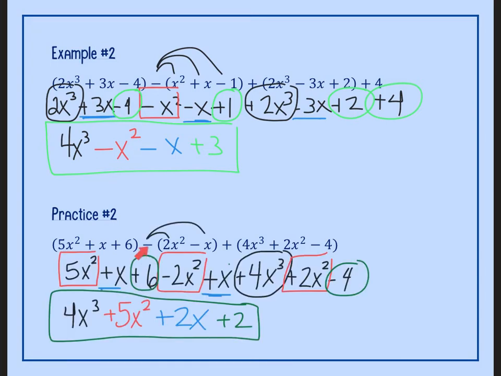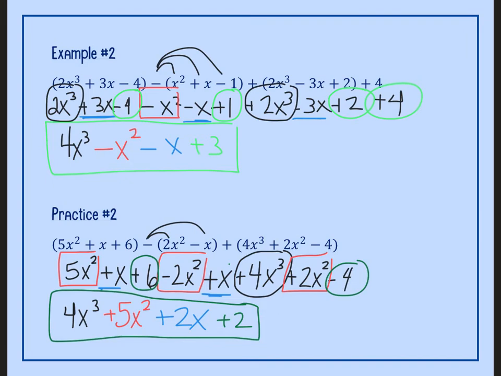So first thing I did, when I brought everything down, was to make sure to distribute this negative into the parentheses. So it was negative 2x squared plus x. So if you made a mistake here and you had 0x, it's because you forgot to distribute the negative into the parentheses. So check your work and we'll go ahead and do question number 3.